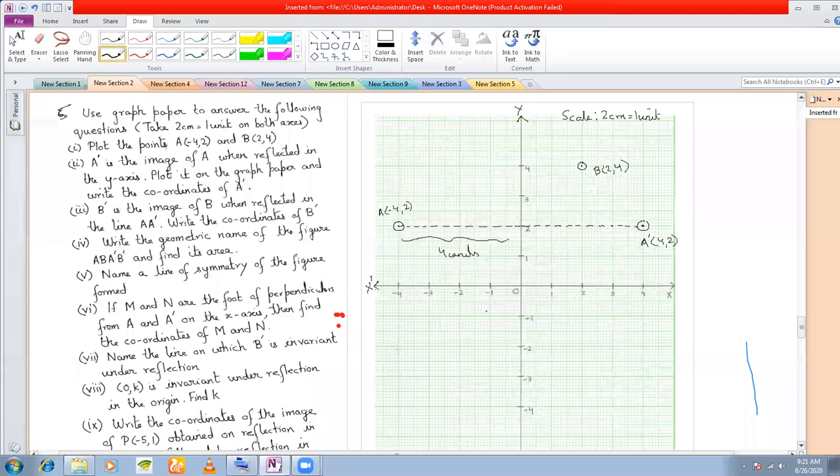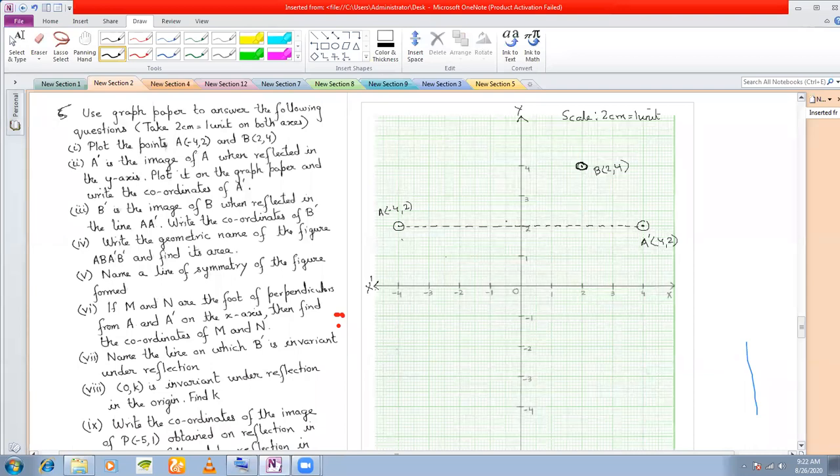Third question. B dashed is the image of B when reflected in the line AA dashed. Now this dotted line AA dash becomes your mirror line. And which point is reflected on this line? The point B is reflected on this line. So this is the point that we want to reflect, B.